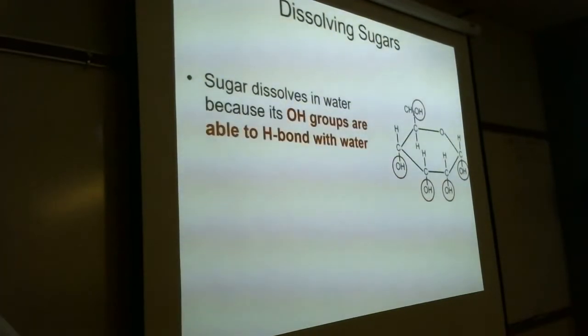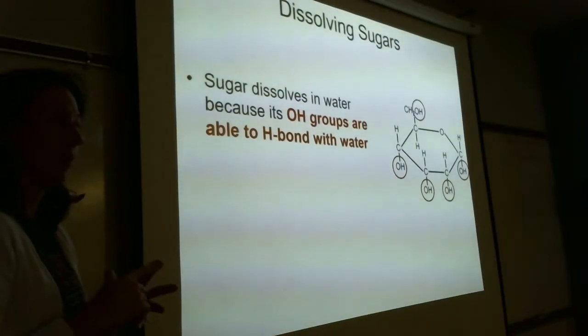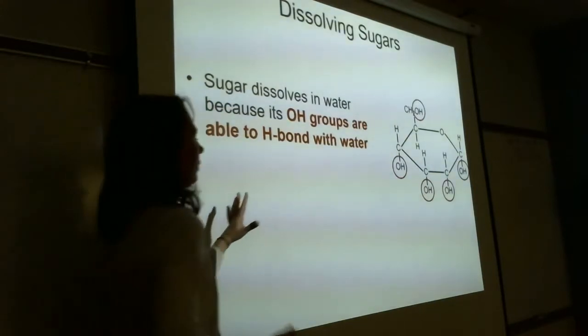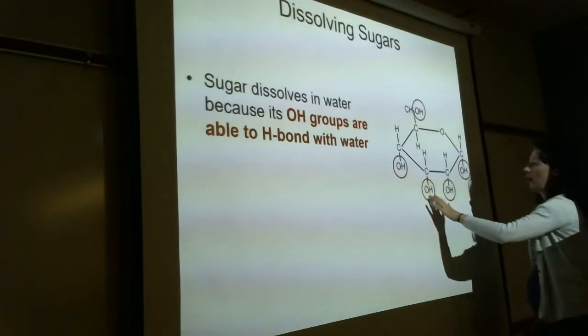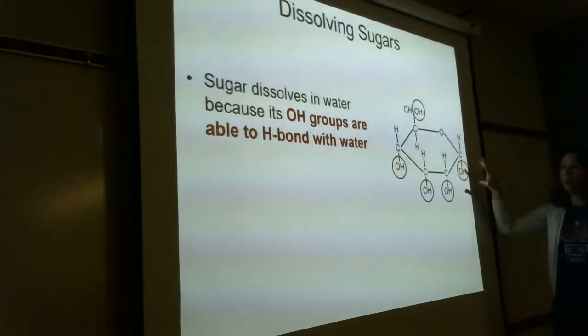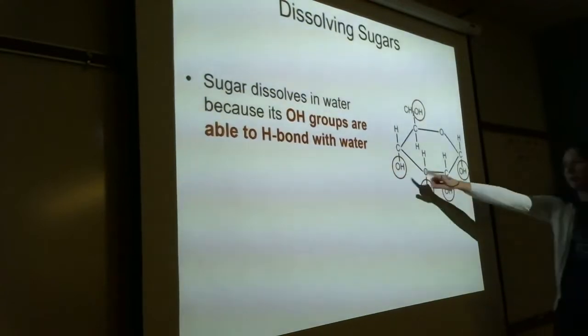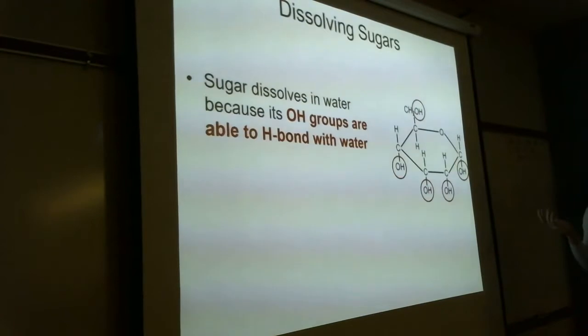Now when we dissolve a sugar, a sugar is a molecule that contains lots of OHs. So next semester, if you take Chem 1124, the elementary or biochem class, we'll spend a lot of time talking about sugars. Molecules that contain lots of OHs, these are all OH groups. This is a sugar molecule. Sugar is able to dissolve in water if it has lots of OHs, because those OH groups are able to hydrogen bond with the water.